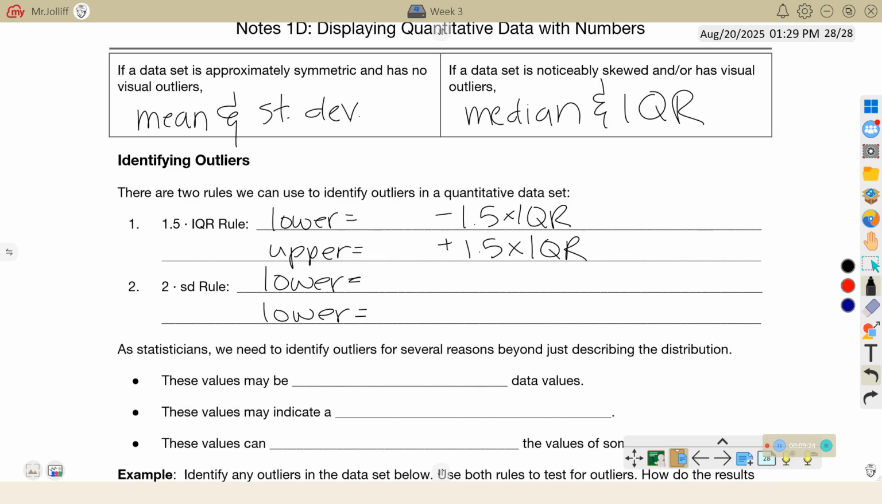The 2SD rule is called the 2SD rule because I am going to subtract and add 2 times the standard deviation. Again, the question is, what am I adding and subtracting it to?